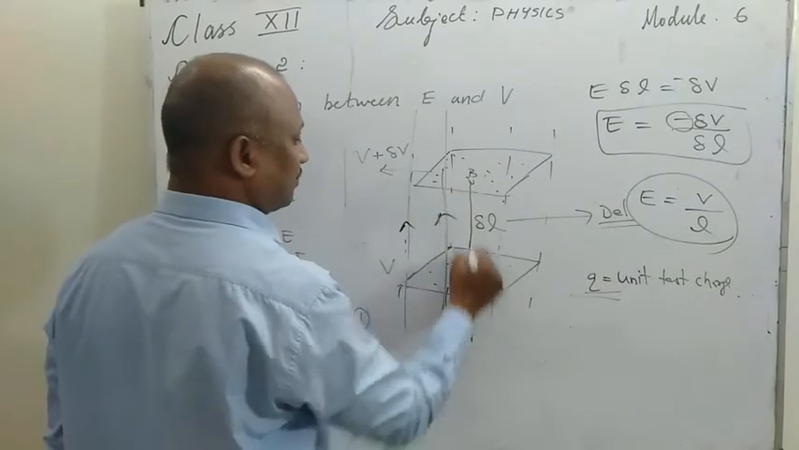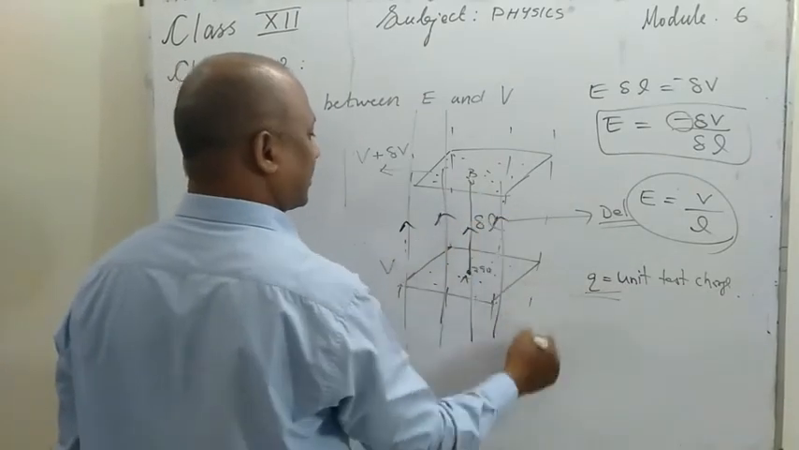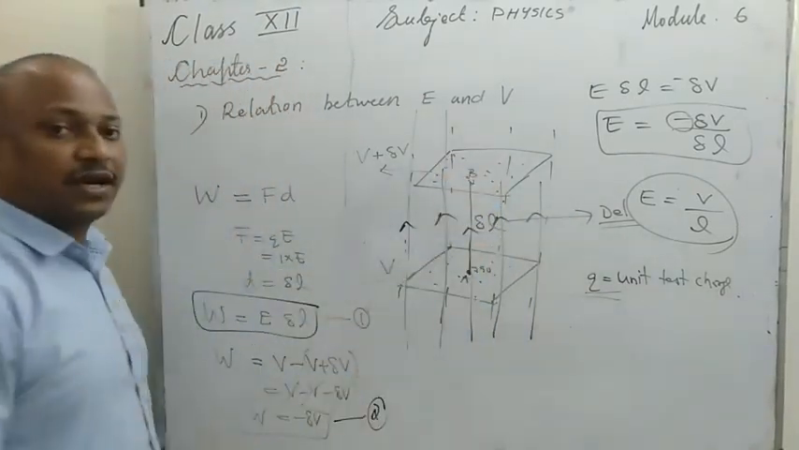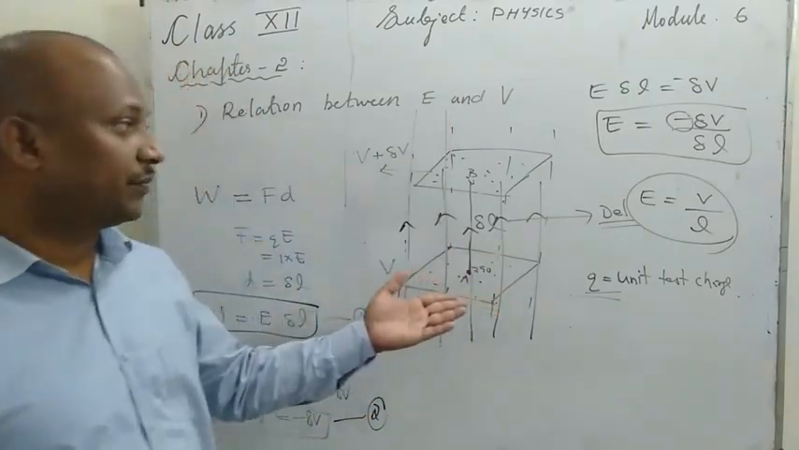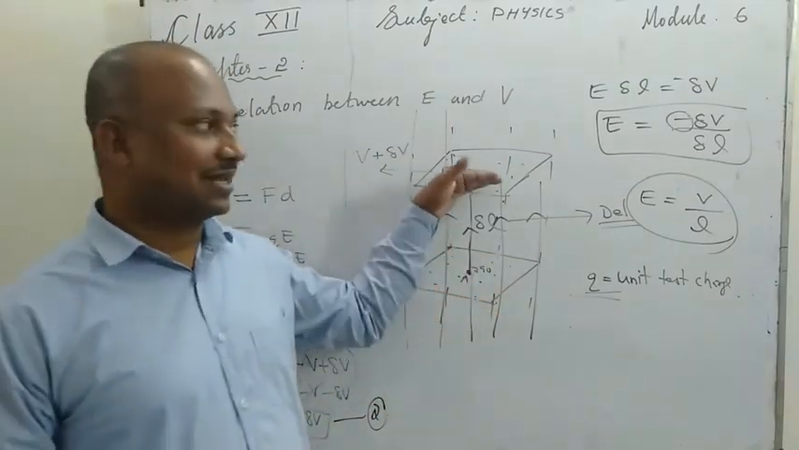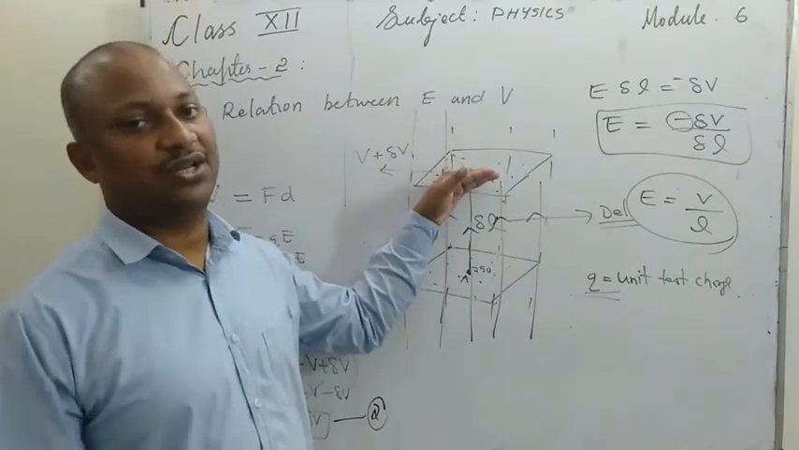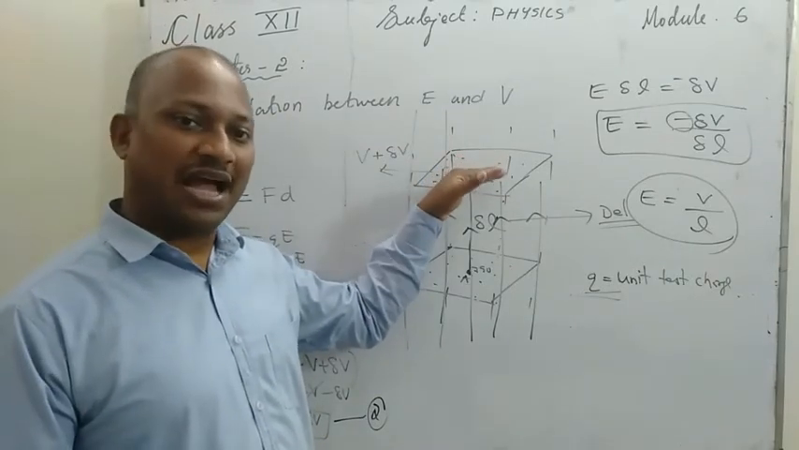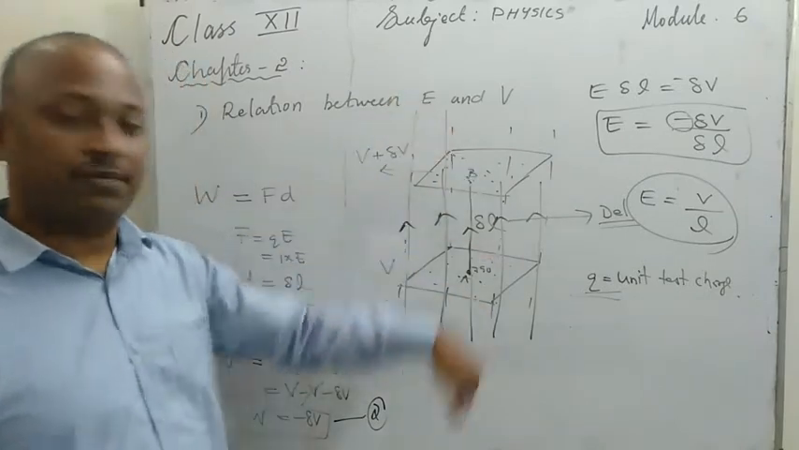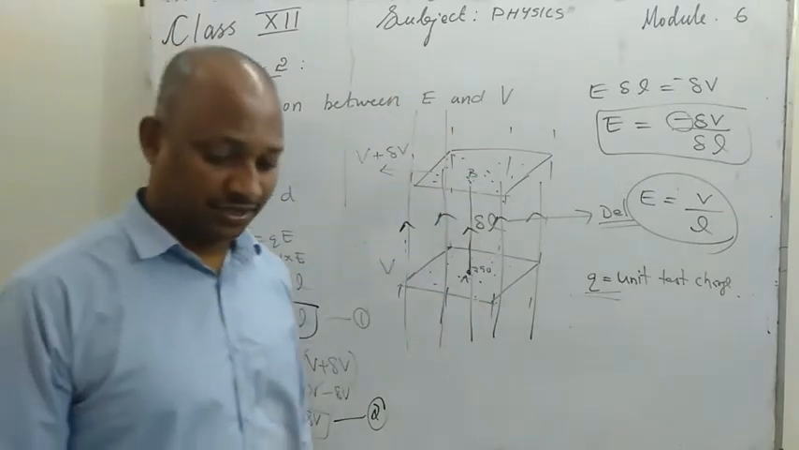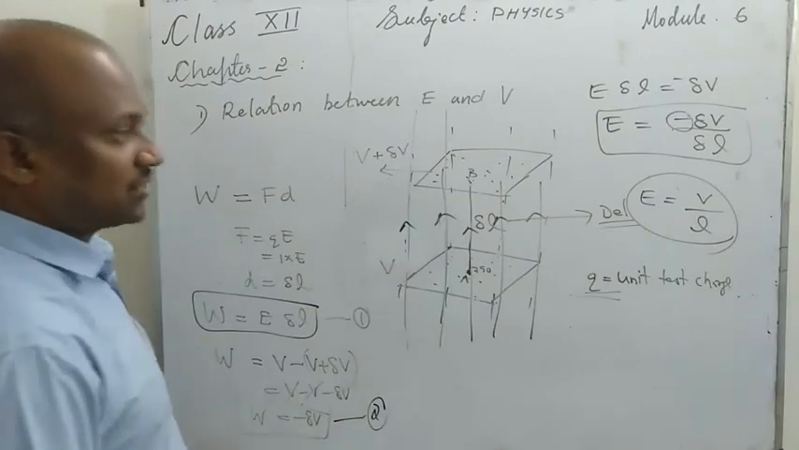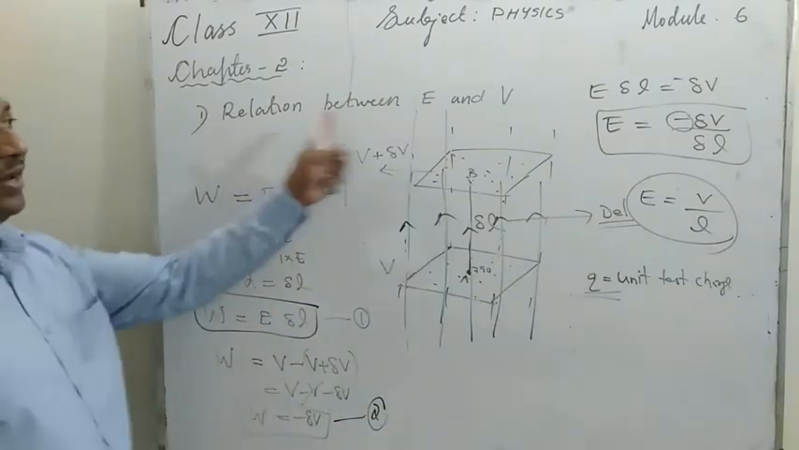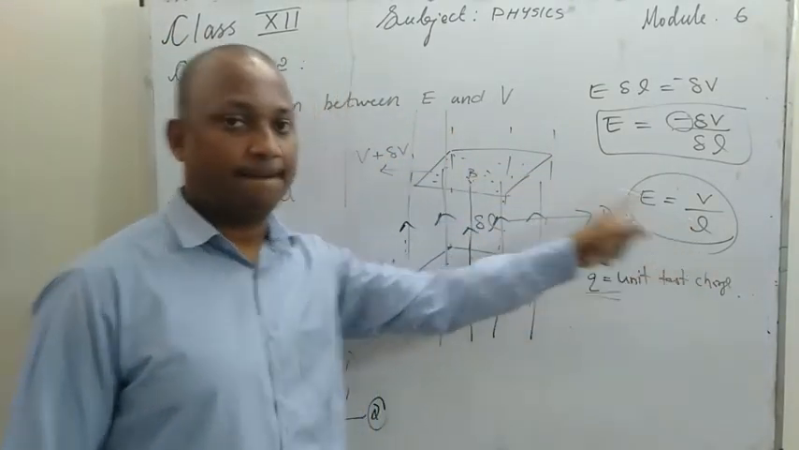So there were two possibilities. One is the electric field in the downward direction, but here the electric field is in the upward direction, because this is a lower potential. If it was a higher potential, then the electric field must be in the opposite direction. So that's all about this relation between E and V.